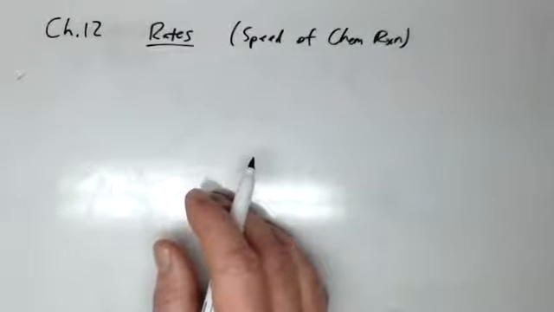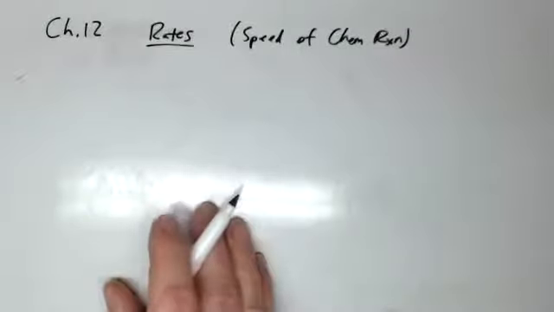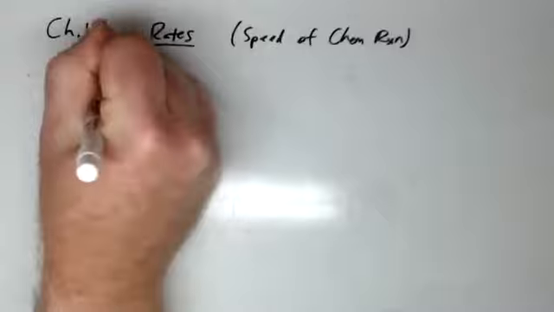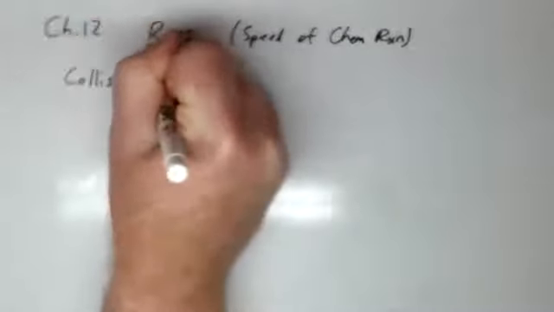Some chemical reactions occur in a fraction of a second. Other chemical reactions can take up to millions of years and everywhere in between. So chemical reactions can have widely different speeds, widely different rates. And generally speaking, what determines the rate of a chemical reaction, how fast it goes, is something called the collision theory.